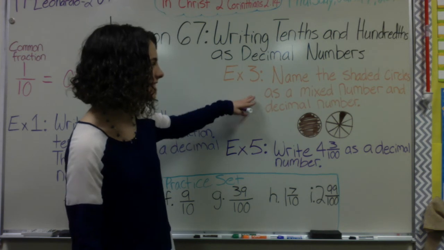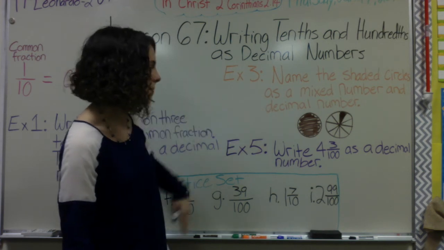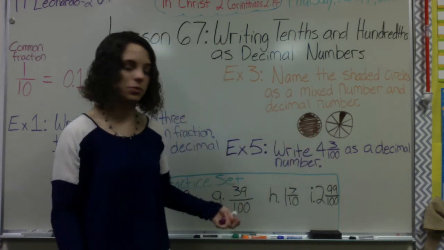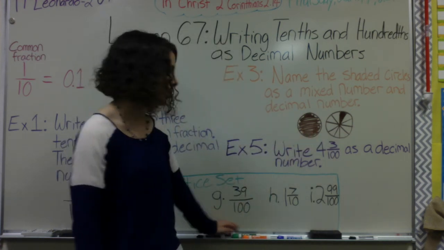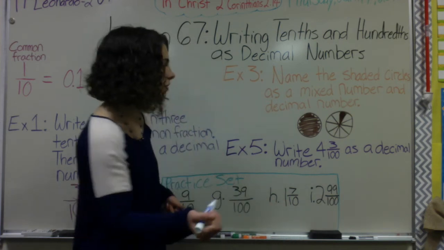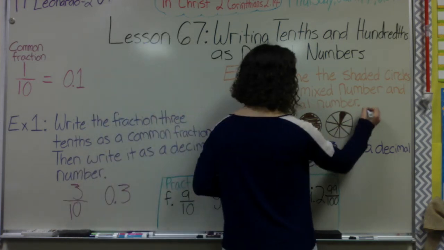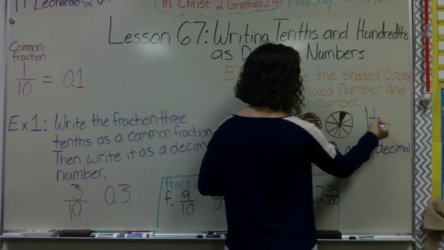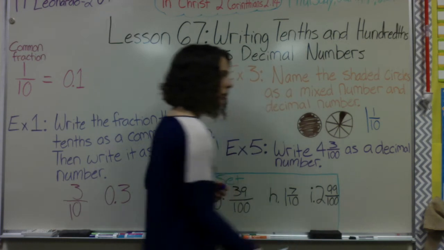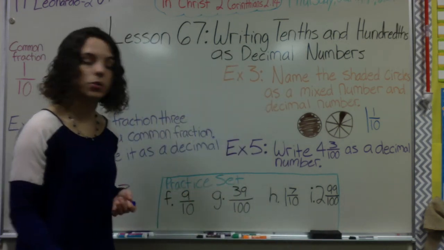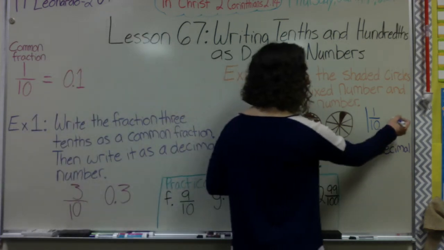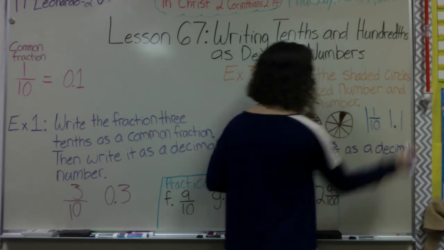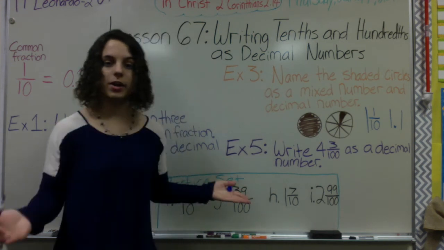So it says name the shaded circles as a mixed number and decimal number. So what do I have? How many shaded circles do I have as a mixed number first? Because that's what we're most familiar with. Go ahead and write down your answer. And you should have gotten 1 whole circle shaded and 1/10. So 1 and 1 out of 10 of the circles are shaded. So how would I write that as a decimal number? Well, my decimal point always says and, so I write 1 and 1/10. So 1.1, 1 and 1/10.